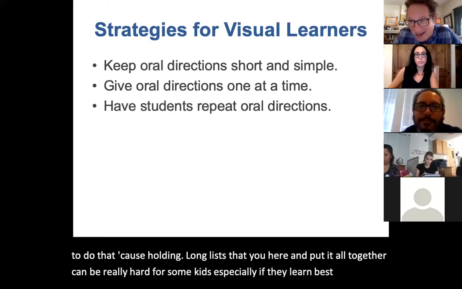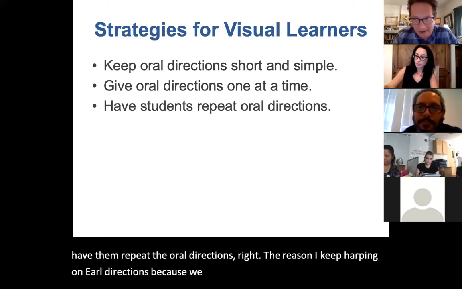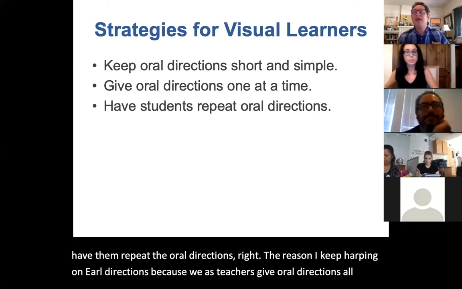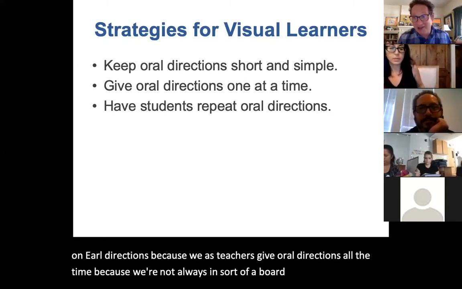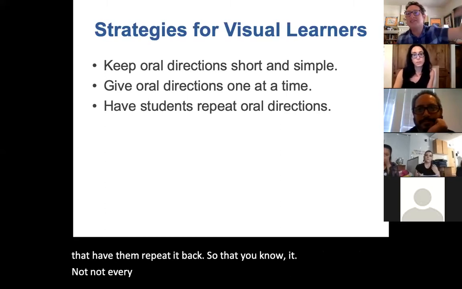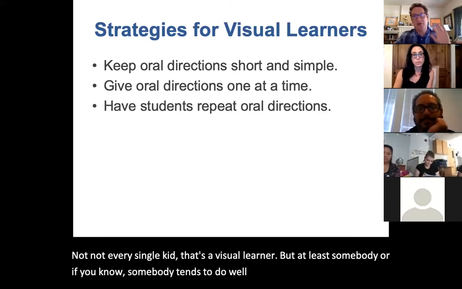Have them repeat the oral directions. The reason I keep harping on oral directions is because we as teachers give oral directions all the time, because we're not always in front of a board. So if you are doing that, have them repeat it back so that you know it. Not every single kid that's a visual learner, but at least somebody. Or if you know somebody tends to do well visually, have them repeat it back so you know they got it.